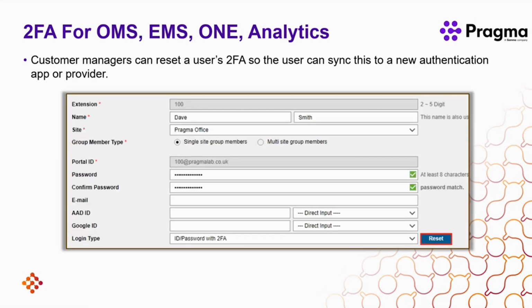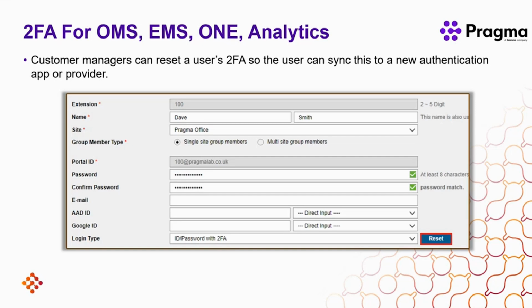So like I said, we've got this at a few different levels. 2FA is available at a reseller level, so the level that you guys log in as, and at the customer level. They can do that at either customer manager or customer user level. And we can also do this on iPECS 1 and analytics.